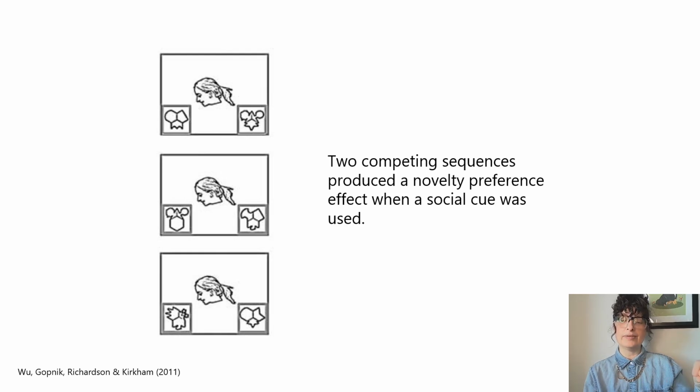So in a third experiment, Wu et al. again had these two competing sequences, but now they presented the infants with a social cue. They had a schematic face that was looking at one of the two sequences and not the other. And what researchers found was that when they gave participants two competing sequences, they could get a novelty preference effect when a social cue was used to tell the infant which one of the two patterns to pay attention to.